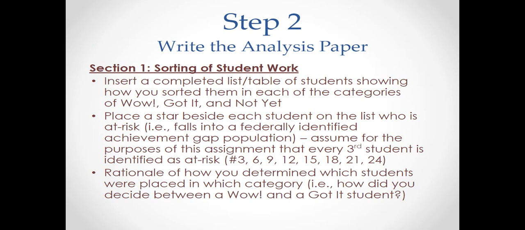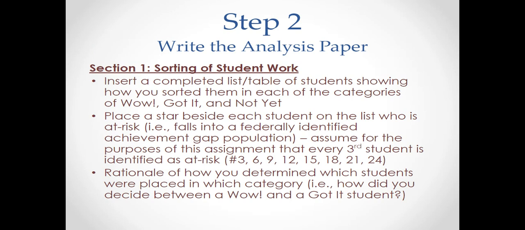And then make sure that you indicate somehow, by either putting a star or something like that, which of those students are your at-risk students. So find student 3, put a star by them. Find student 6, put a star by them. Find student 9, put a star by them on your table. That way it's really clear and it becomes really obvious how those students fell in terms of their performance.